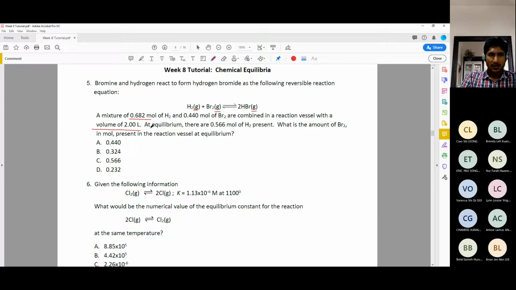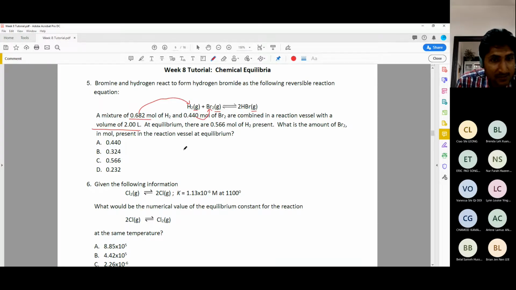At equilibrium, there are 0.566 mole of hydrogen present. All right. What is the amount of bromine in mole present in the reaction vessel at equilibrium? So here what it is saying is that we started with this amount of hydrogen and this amount of bromine.